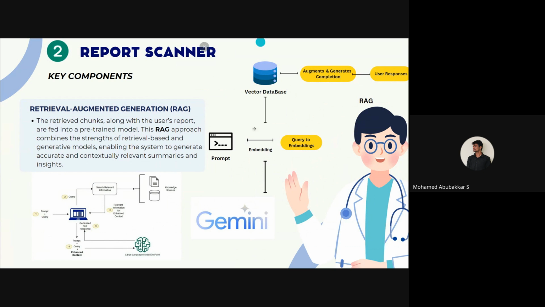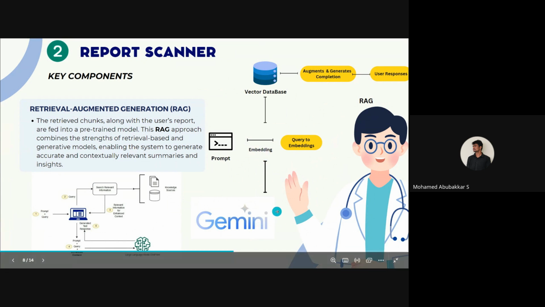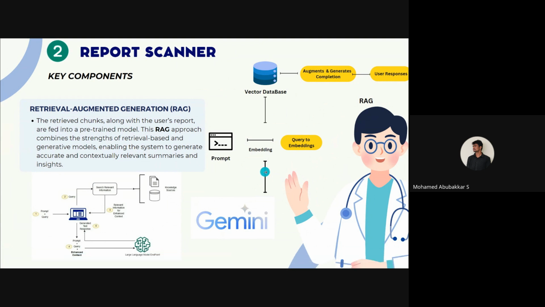Next is the embedding technique. For the embeddings, I'm using the Gemini API for cosine similarity. After all the embeddings are created by Gemini, they are pushed into the vector database. For the vector database, I use Pinecone, which is one of the AWS subdomain companies. After that, it gives the augmented and generative completion. That is the RAG model.